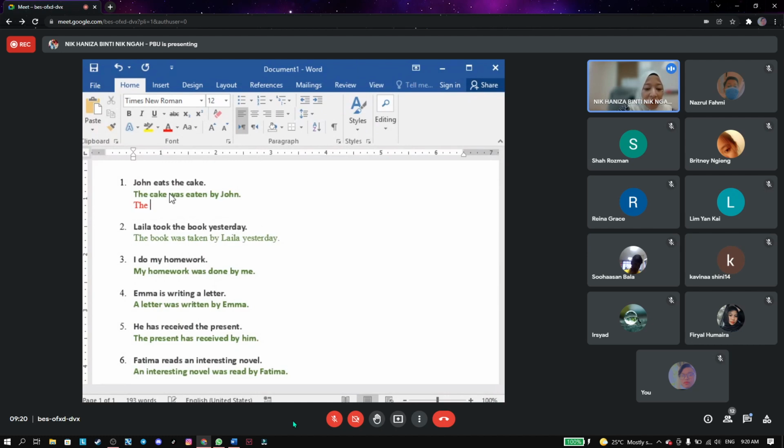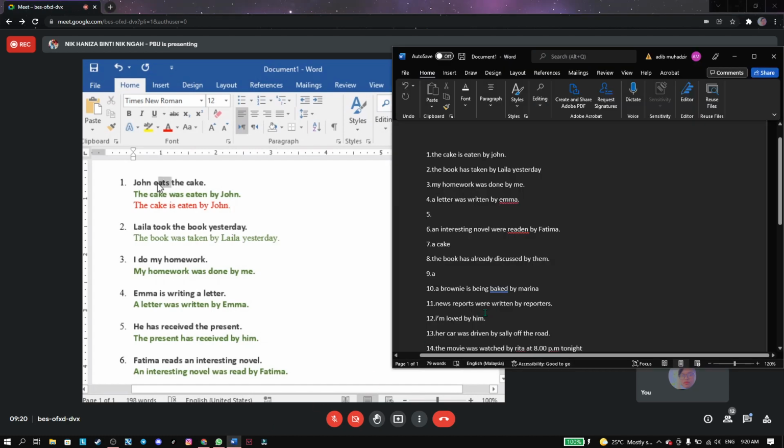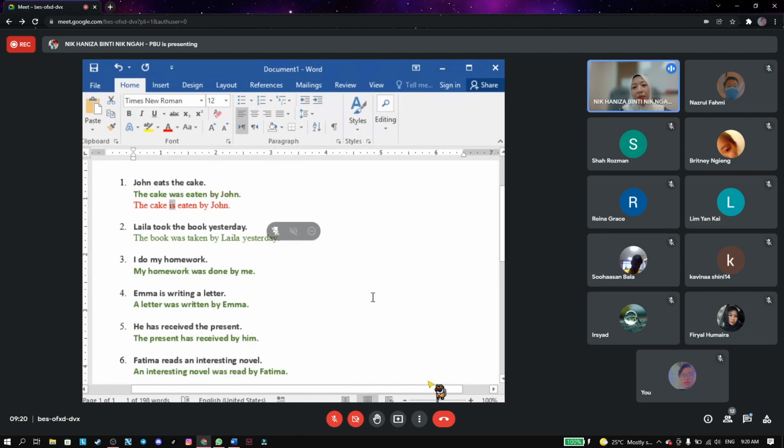The cake is eaten by John. Why is eaten? Because eats. Look at the verb eats. That is in present tense. So, when you want to use the be verb, is. The be verb must be in present tense. So, the cake is eaten by John. Okay? Understand, Suhasan? Yes, madam. Siapa yang buat tadi? Number one tadi? Nazrul. So, the cake is eaten by John. Do you get it, Nazrul? Okay, very good.